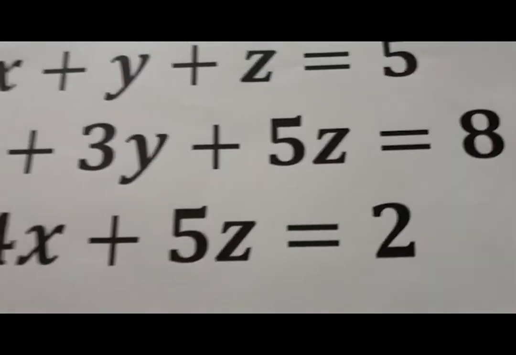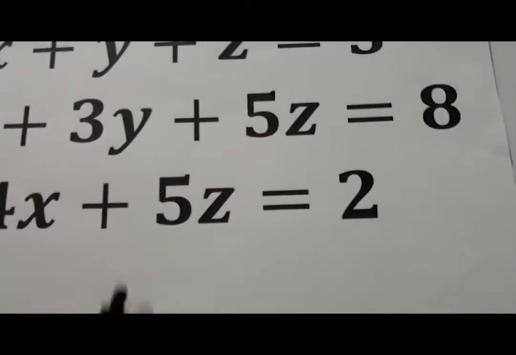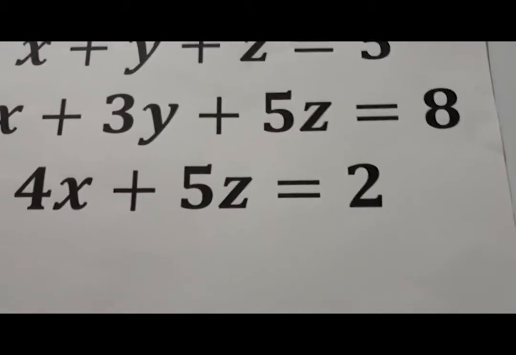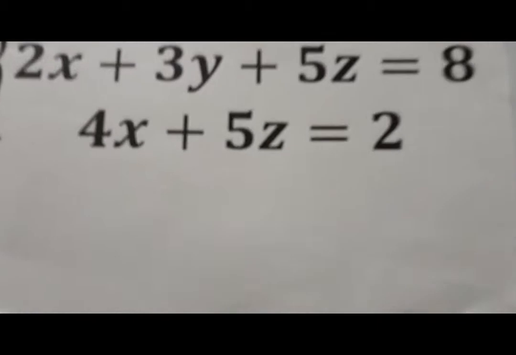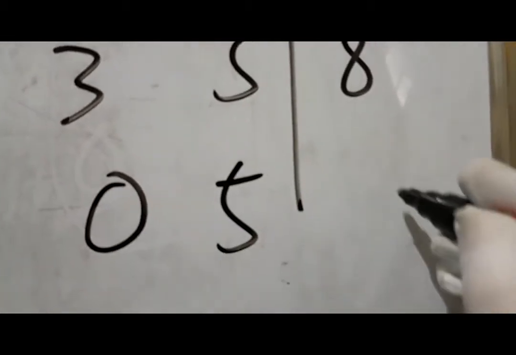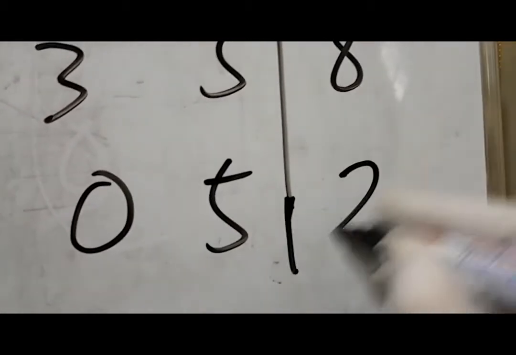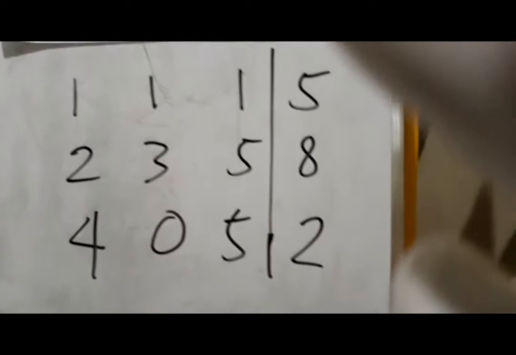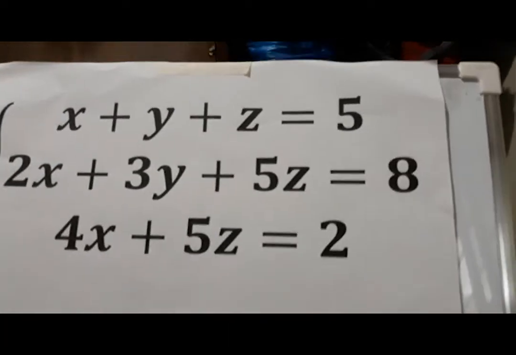And then for the third equation, you notice here that there is no variable for y, so we just simply put in 0. So it can be written as 4, 0, 5, and 2. This is now the augmented matrix of the given system of linear equations.